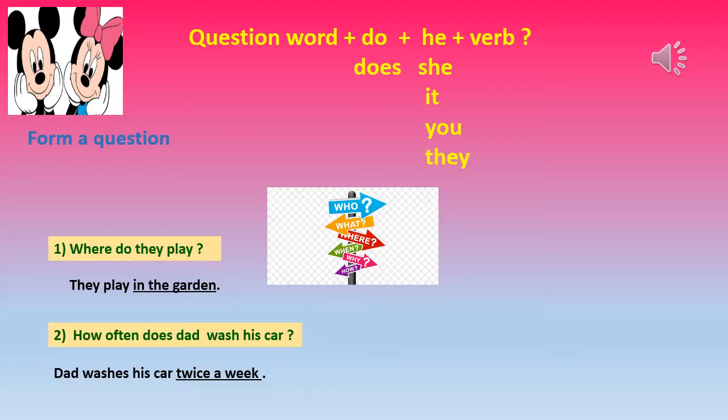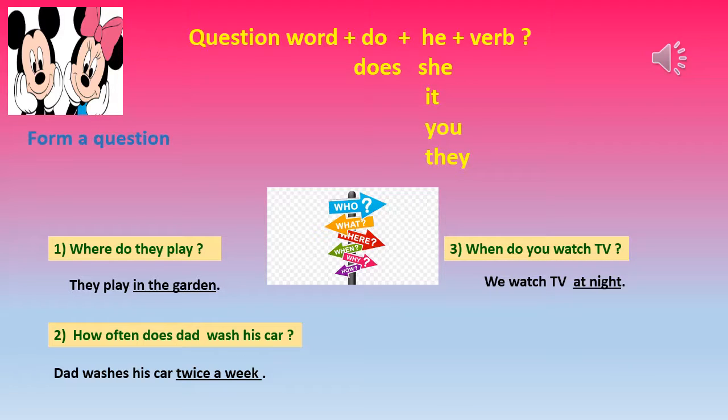Example 3. We watch TV at night. I underline for you the word at night. It's time. So you will put what? When. After that, you will put do or does. When. Do. Can you see that I put it in the question you? So, when do you watch TV?